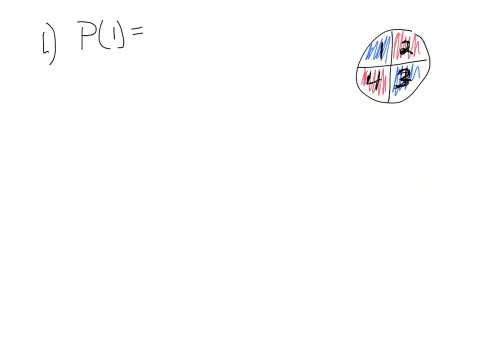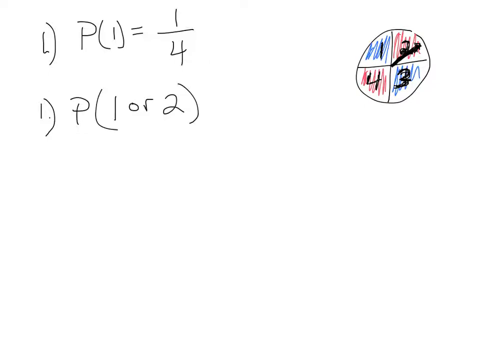Here we have a little spinner with a little arrow that designates where it lands. We've got 1, 2, 3, and 4 sections. Colored red is the 2 and the 4. Colored blue is the 1 and the 3. What's the probability of getting a 1? Of course, it's 1 to 4, right? That makes sense. What's the probability of getting a 1 or a 2?